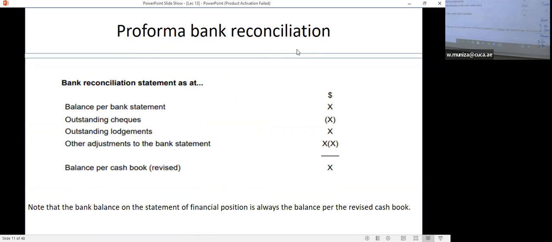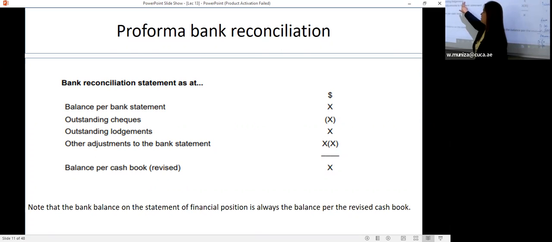After this, you are going to make the adjustments in your bank statement as well. The balance as per bank statement will be given to you. If nothing is mentioned, you are going to consider it as the credit balance. Then outstanding checks. What are outstanding checks? The other name for outstanding checks is unpresented checks. You are going to debit them.